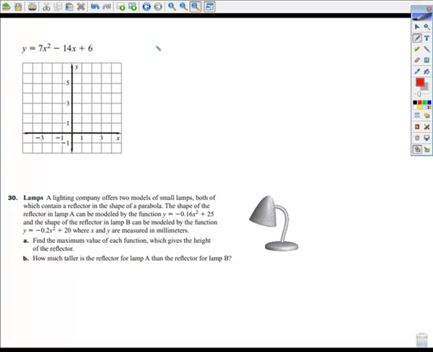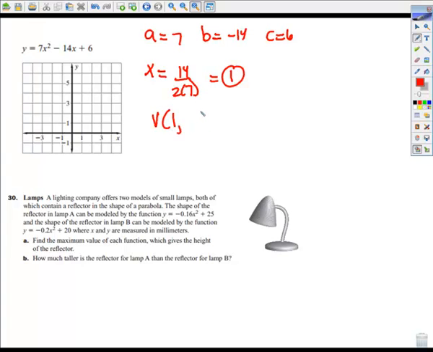Let's try one more of these. So again, A equals 7, B equals negative 14, and C equals 6. So my axis of symmetry, the opposite of negative 14 is 14 over 2 times A. This gives me 1. So my vertex is 1, comma.